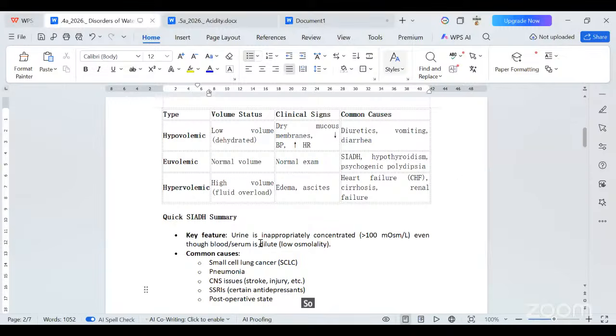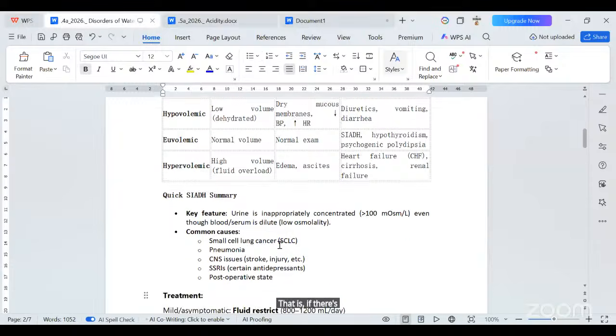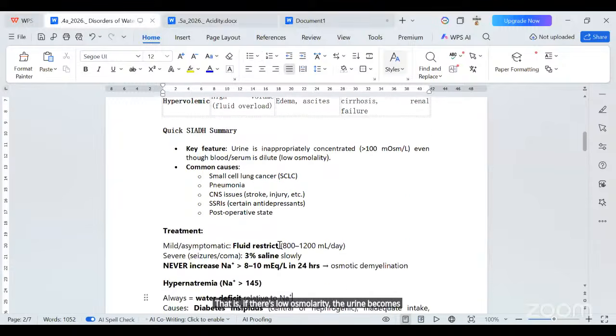So the key summary of sodium is that sodium flows along with water and it measures the amount of water in the body. So the urine is concentrated even if the bloodstream is dilute. That is, if there's no osmolarity, the urine becomes concentrated because water will not be let out.